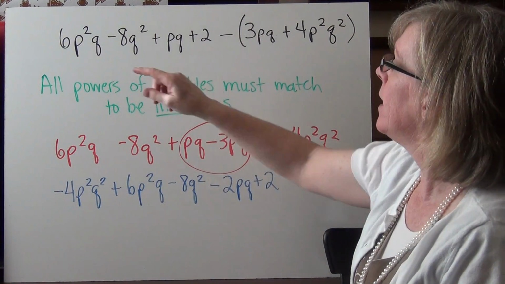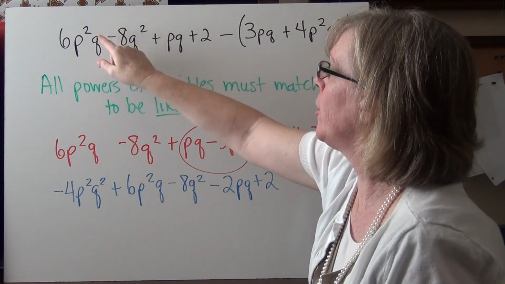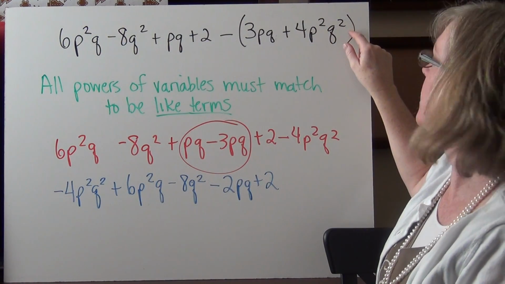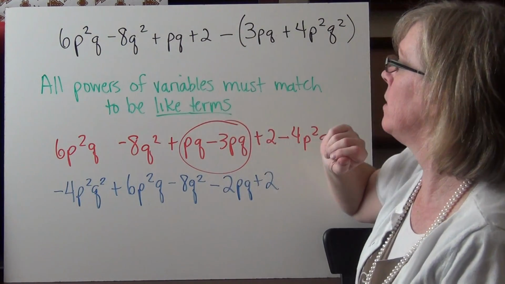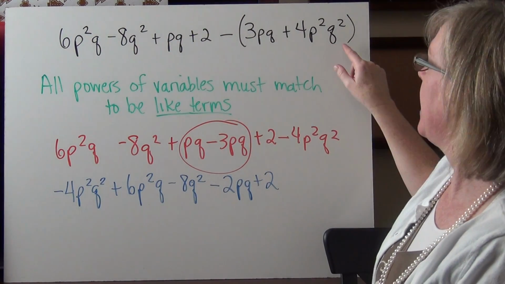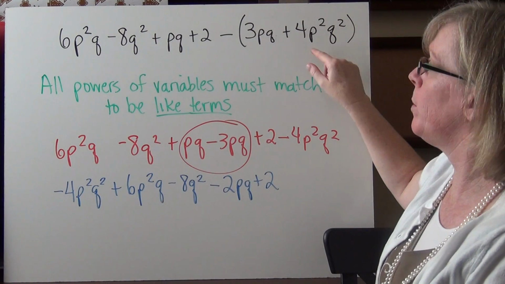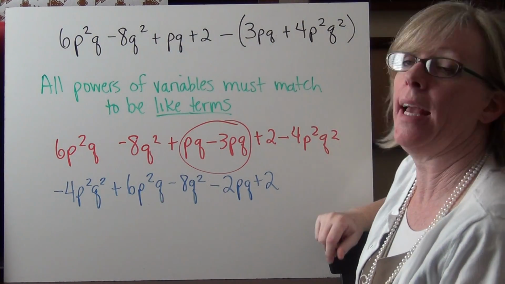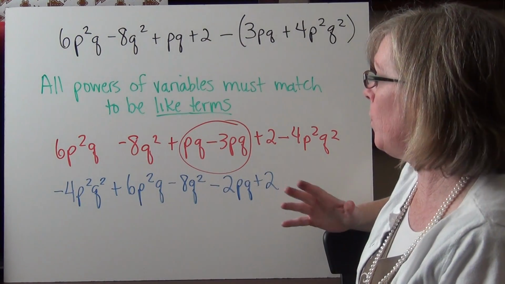So for instance, if I see 6p squared q, that's not the same as p squared q squared, because this one has a squared q and this one doesn't. This 8q squared can't match up to p squared q squared because it doesn't have the p squared. But the pq and the pq can go together, right?